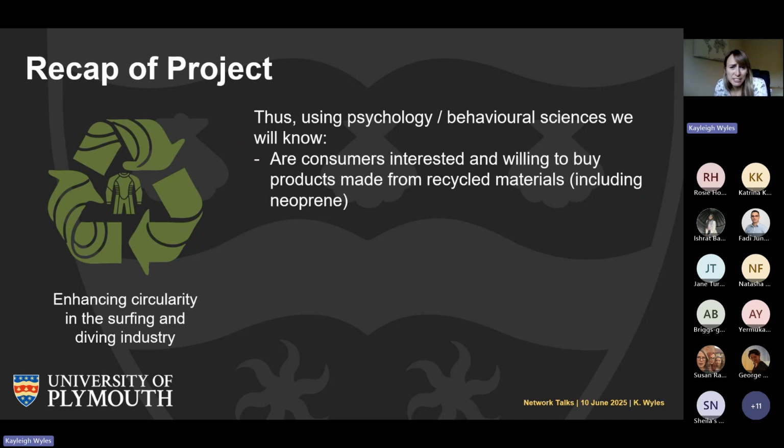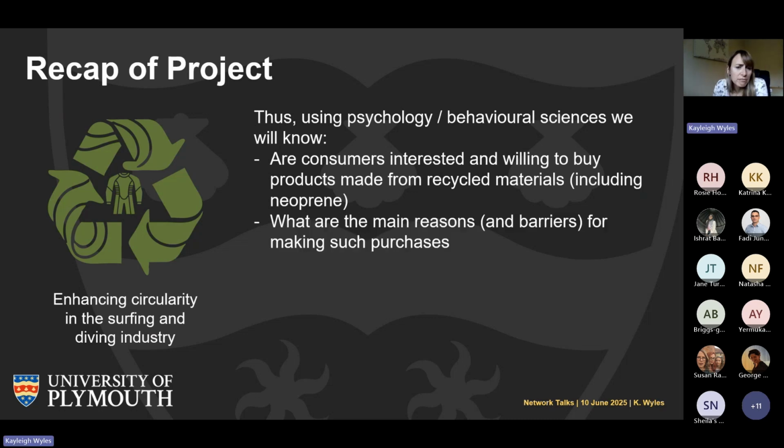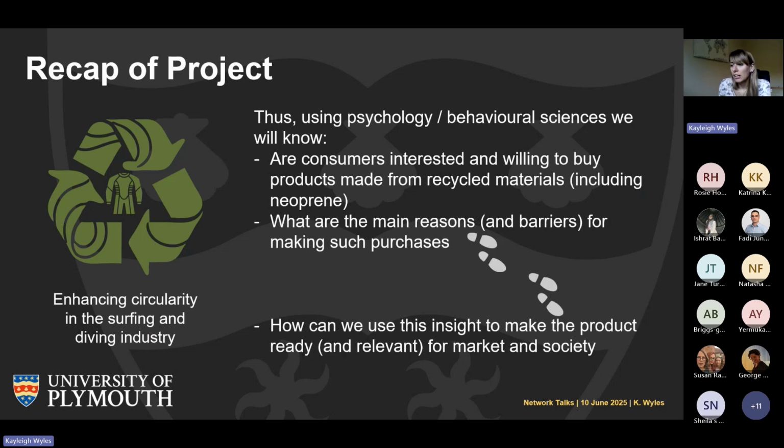So is there an argument why we need to have this factory in the first place? What are the main reasons or barriers for making these purchases, so that we can address that in terms of the designing side of things or how things are advertised and promoted? And then ultimately we can use this to actually influence and make the product ready and relevant. It's not only being ready, but it's relevant and of interest for market and society.